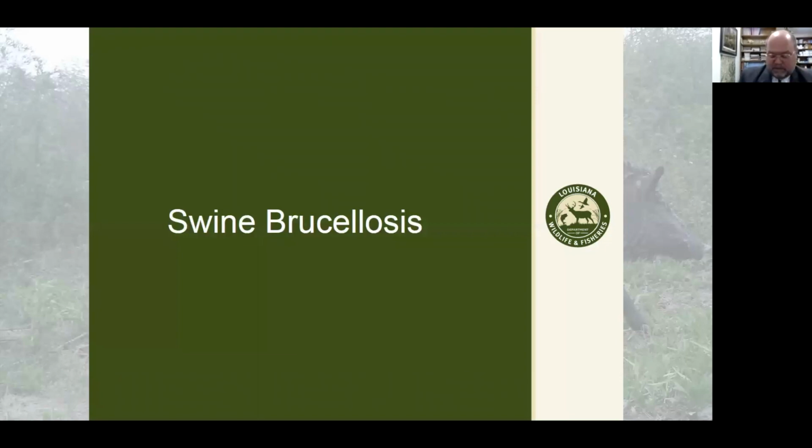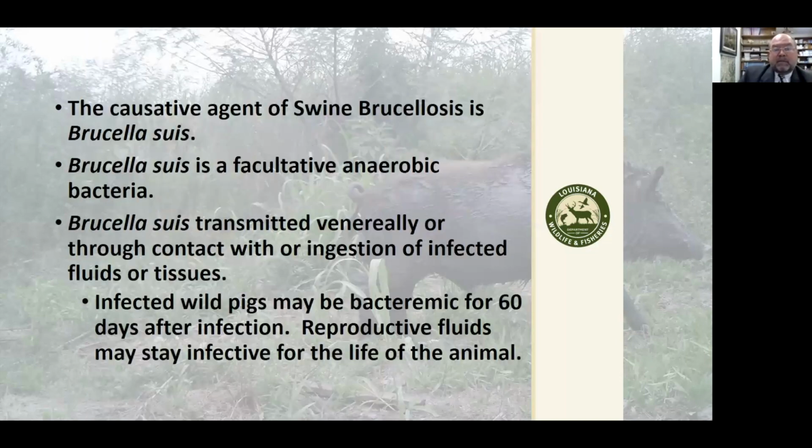We're going to move on to some of the things that I work with every day. Swine brucellosis. Swine brucellosis is a bacterial infection caused by Brucella. It's a facultative anaerobic bacteria. In pigs, it's transmitted venereally or by contacting infected fluids or body tissues. So if a pig contracts it venereally from another pig, they may circulate that bacteria in their blood for up to 60 days.